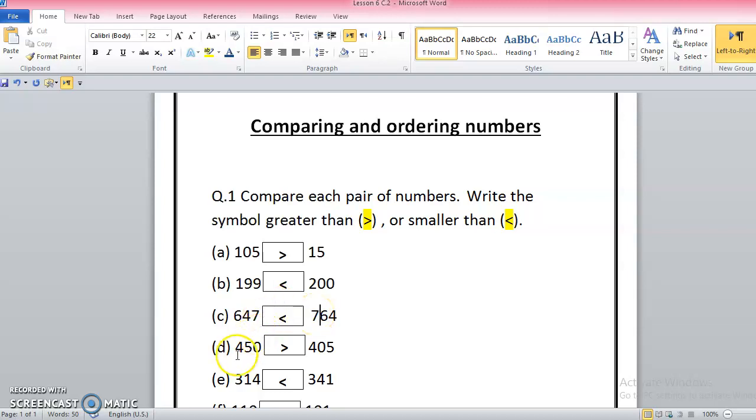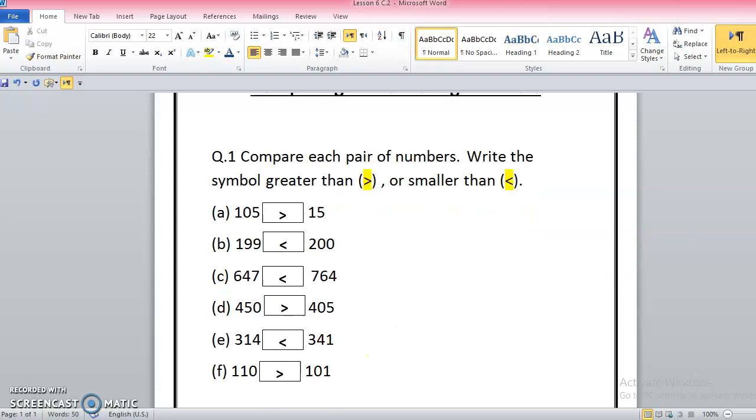Okay. Coming to part D, 450. 100s, here also 4, here also 4. Then I will check the tens position, it's 5 and it's 0. So 5 is greater than 0, that's why I will make a greater sign. This mouth should be opened in front of 450. Part E, 314. 3 same on 100 place, 1 on the tens place here and 4 on the tens place here. So 4 is greater than 1, that's why 314 is smaller than 341. This mouth should be closed in front of 340.